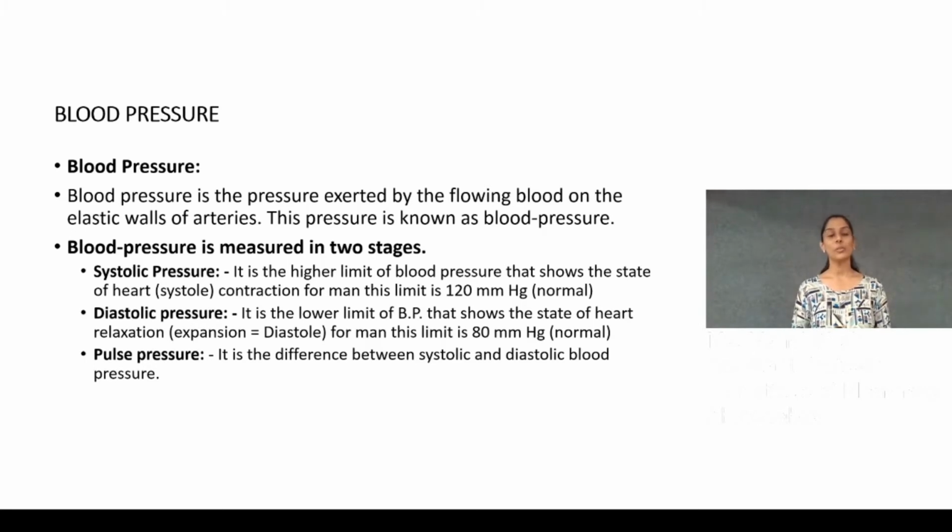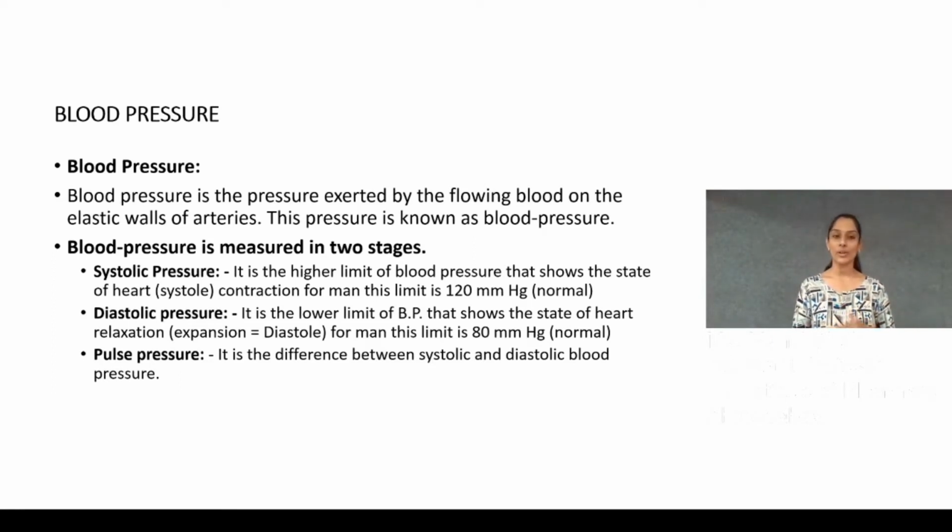Blood pressure is the pressure exerted by flowing blood on the elastic walls of arteries. This pressure is known as blood pressure. Blood pressure is measured in two stages. First, systolic pressure, diastolic pressure, and then pulse pressure. Systolic pressure is the higher limit of blood pressure that shows the state of the heart, that is systolic contraction. For men, this limit is 120 mmHg.